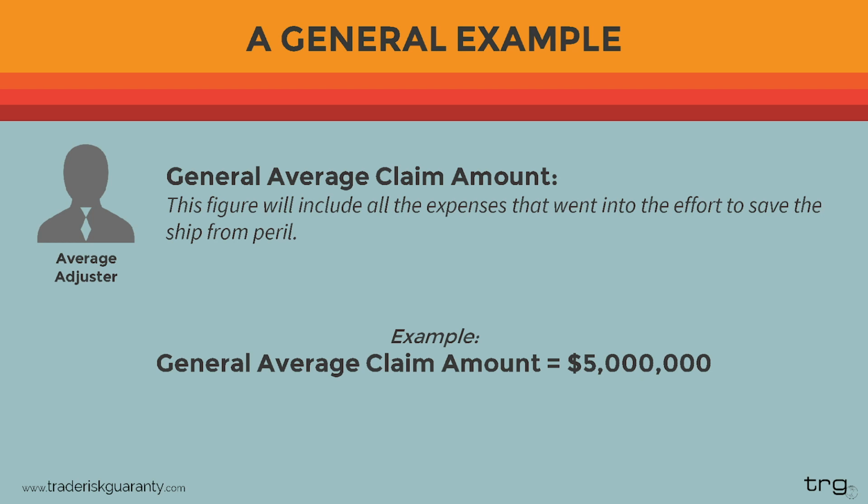The first thing the average adjuster is going to calculate is the general average claim amount. This figure will include all the expenses that went into the effort to save the ship from peril. There is an important distinction to make here. The general average claim amount is only the expenses incurred in order to save the ship. Therefore, if a fire breaks out on board the ship and many containers catch fire, the container's loss due to the natural spread of the fire will not be included in this calculation. That loss would be handled separately between the owner of that container and their cargo insurance.